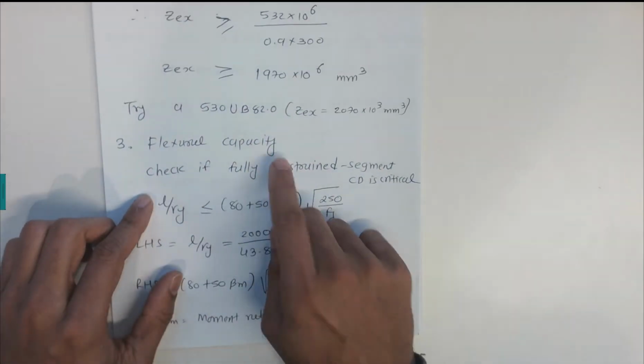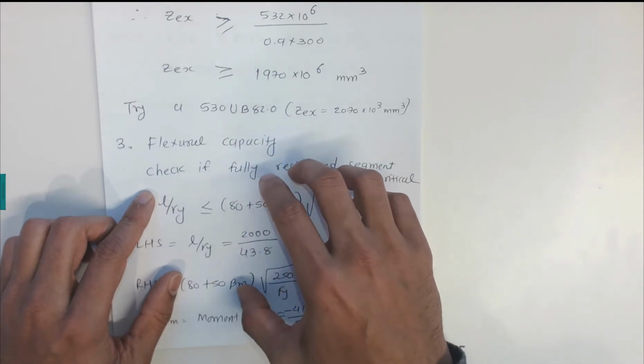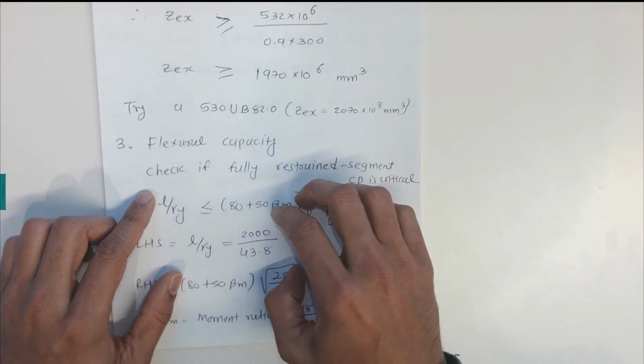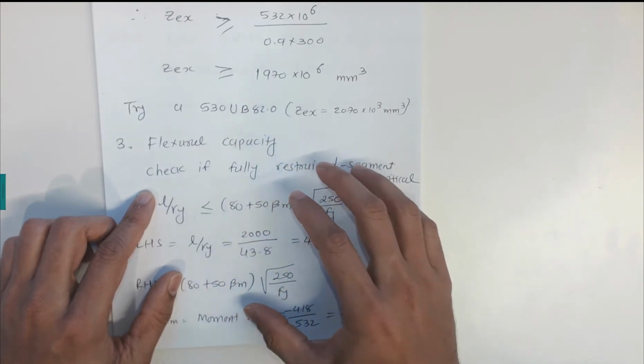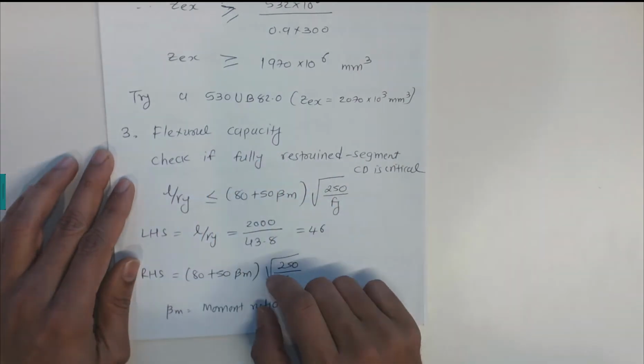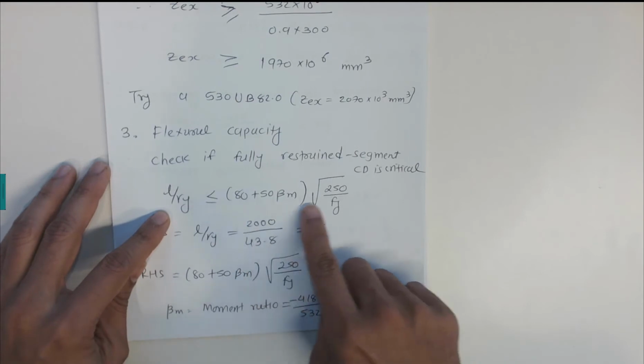Now first we're going to check the bending. Beams generally fail in bending; the failure mode is bending, not shear, so we always do the bending check before the shear. We make sure that the beam does not fail in bending. Now this is the condition: always we check whether the beam is fully restrained or not.